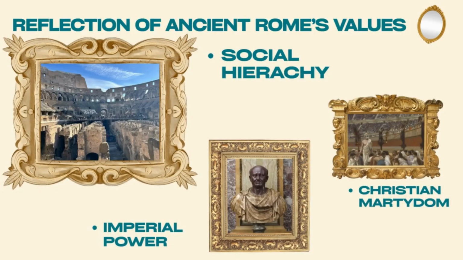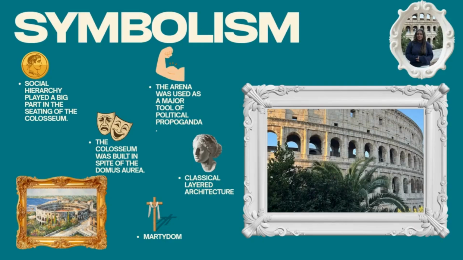Reflection of ancient Rome's values would have to be social hierarchy, Christian martyrdom, and imperial power. These play a big part in the making of the Colosseum, especially since your social class indicated where you would be seated in the Colosseum. Once again, social hierarchy played a big part in seating of the Colosseum. Power was another big factor, as the arena was often used as a major tool of political propaganda.